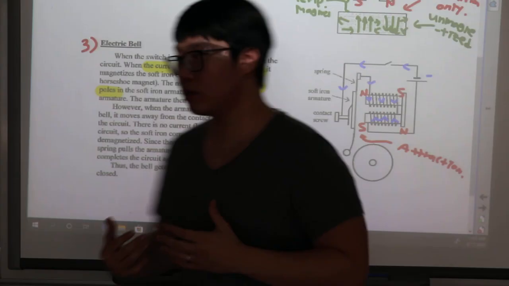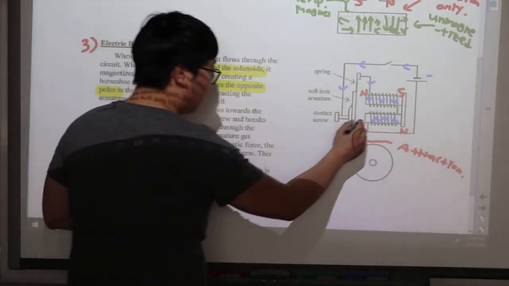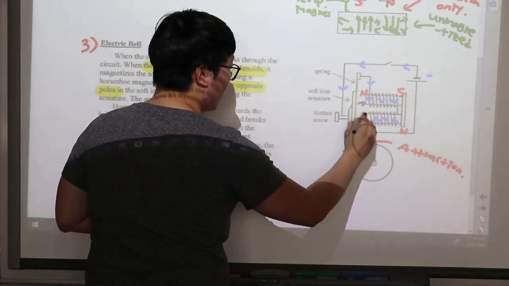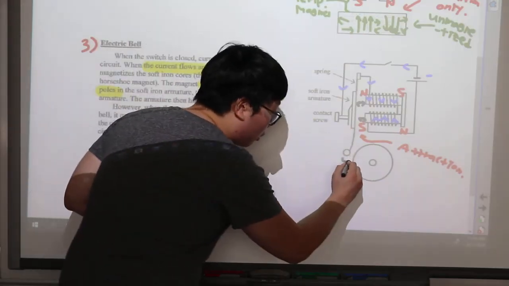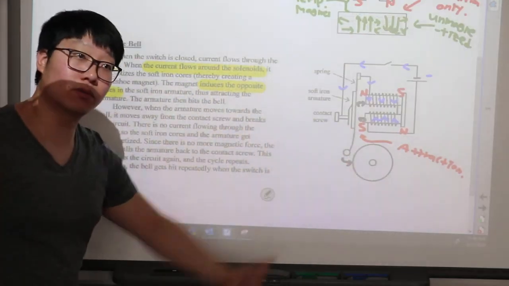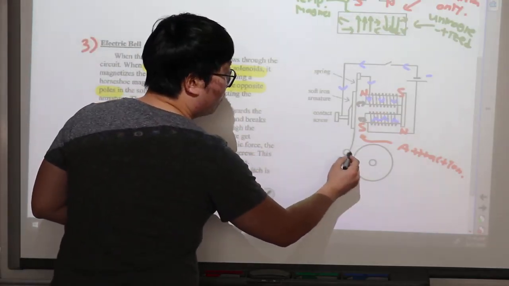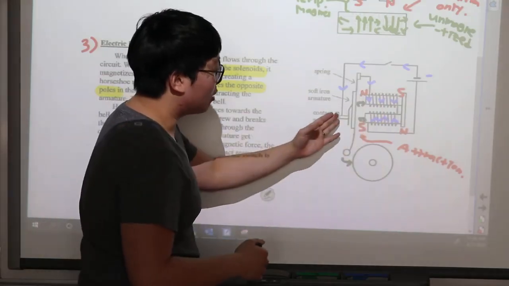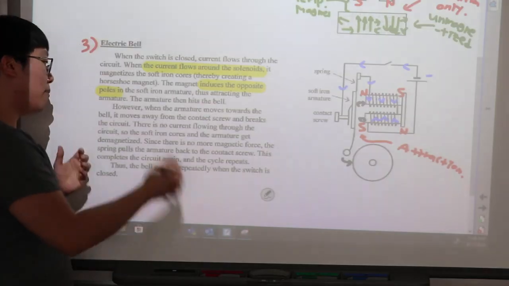Once you have attraction going on, there will be some kind of a force. They tend to go close together. And by moving this, there's a little torque, which is what we call the circular force motion and momentum. The torque will make this hit. But once it hits, you may notice that there is a little contact screw. You're going to temporarily disconnect and break the circuit.